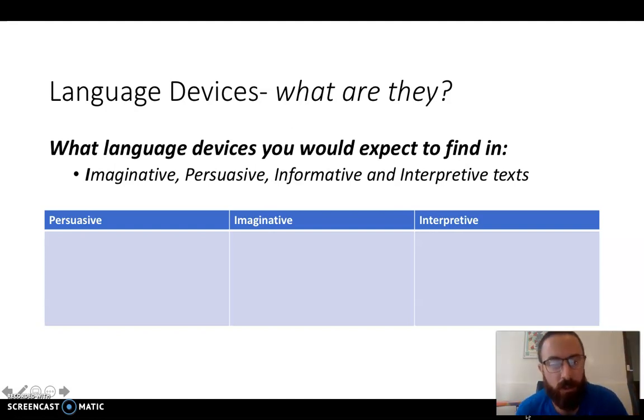So persuasive is your speeches, letters, etc. Imaginative, short stories, letters, scripts, etc. Interpretive is anything in which you are interpreting an event, a person, an idea. Okay, so it can be a news article, it can be a biography or an autobiography. The main thing to remember with interpretive, it's kind of a mix between persuasive and narrative, more persuasive than narrative, but not as persuasive as, say, a political speech. So I like to refer to it as sort of persuasive light. So consider now what language devices you'd expect to find for each.